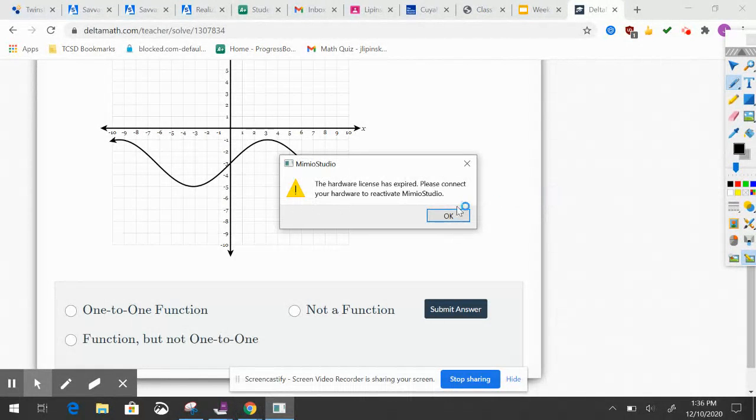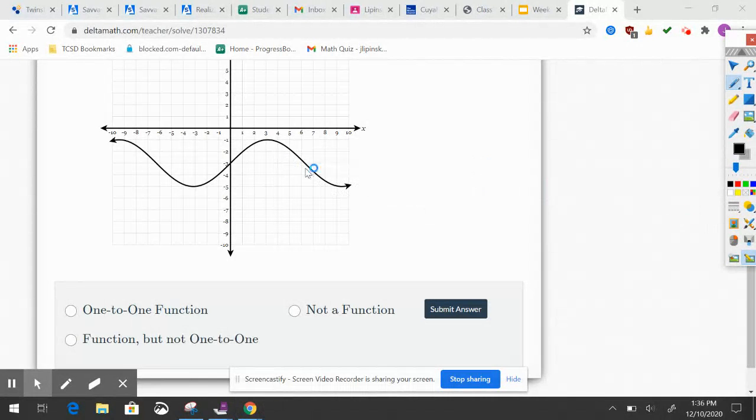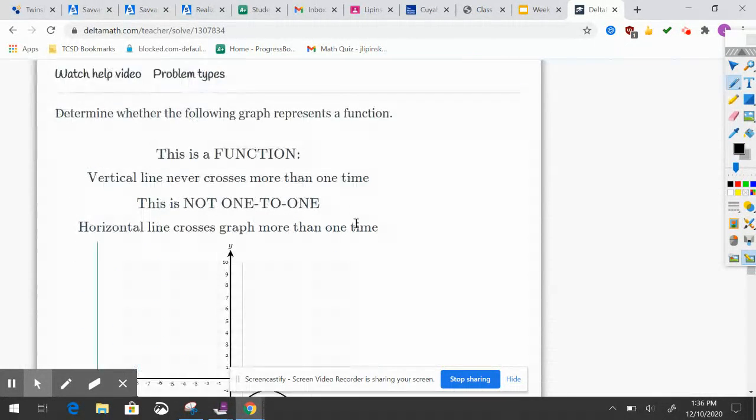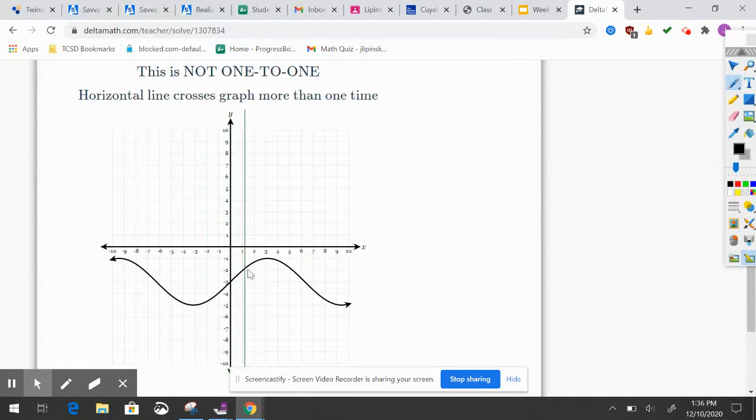If I were to draw, oh darn it, I can't do it here at home. But if I were to draw a horizontal line, it's going to touch at, like you can see here at -3, 1, 2, and 3 different places. So its inverse is not a function. Therefore, it's not a one-to-one function, but it is a function because it passes the vertical line test. And when you submit, you'll see that it runs a vertical line test showing that it only hits once, and also a horizontal line test, and it's showing that it hits at 3 different points.